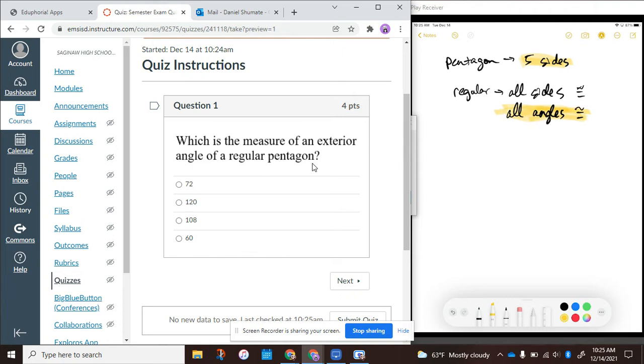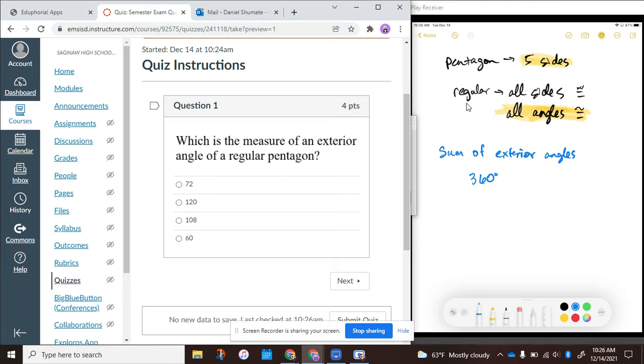On every single polygon, funny thing that works out with the way that angles are measured and the way that exterior angles work, the sum of exterior angles on a polygon is always 360 degrees. Every single time, no matter what, it always equals 360. So if you're looking for a single exterior angle on a regular pentagon, you know that all 5 of them are going to add up to 360.